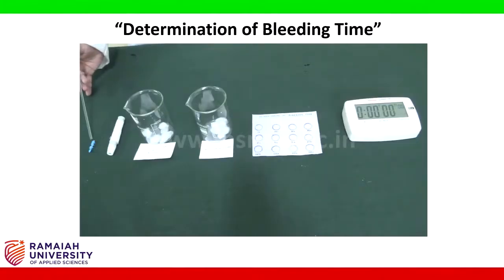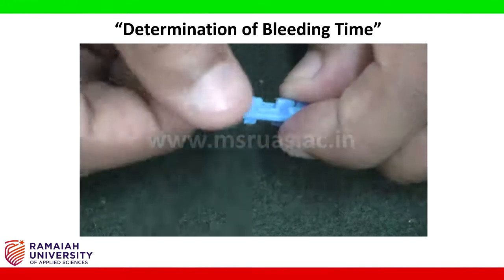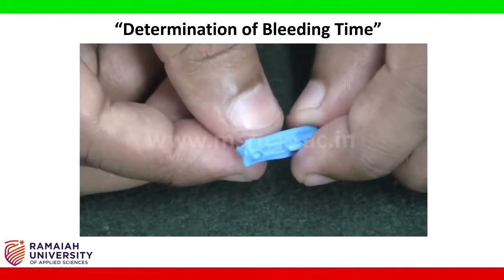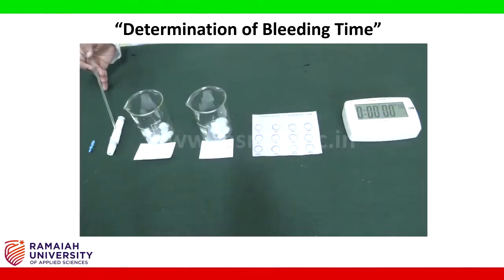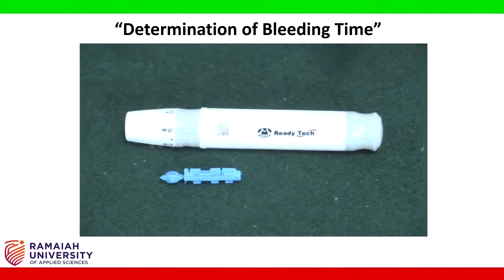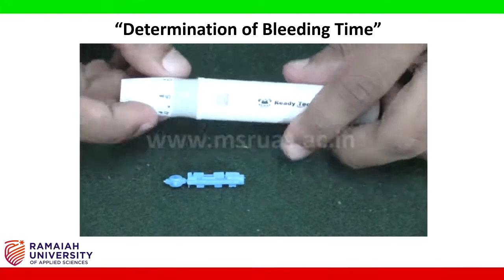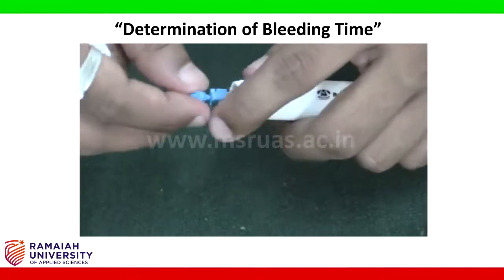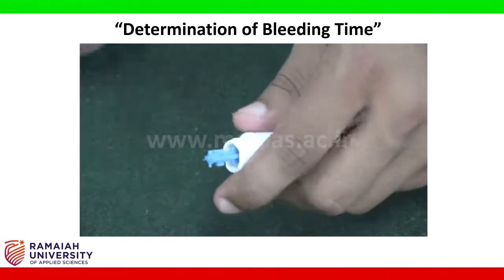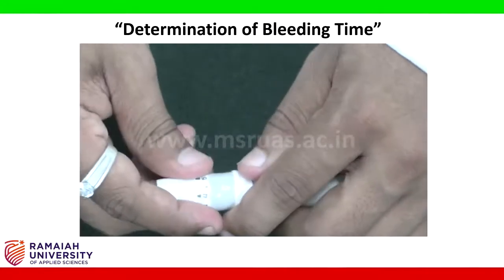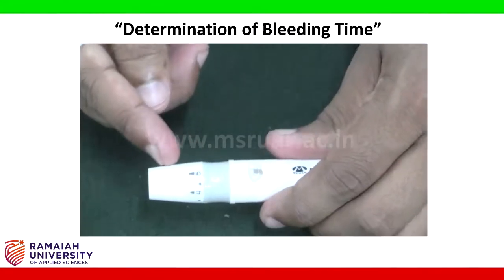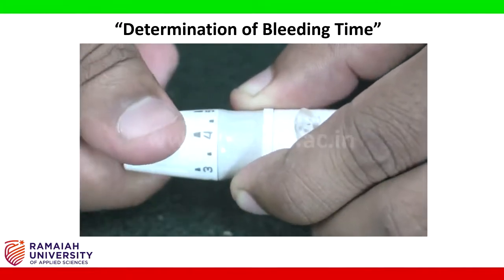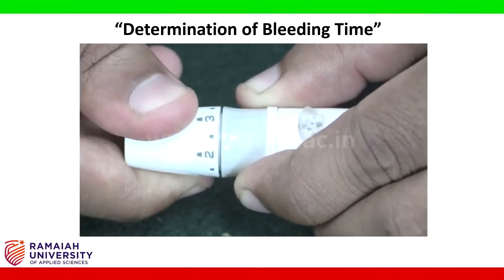Blood lancet, which consists of a sharp needle to prick the finger bulb. Lancet holder, lancet device. This is utilized to hold the lancet. The depth of the prick or the length of the needle can be adjusted by a calibrated knob which is provided on the top.